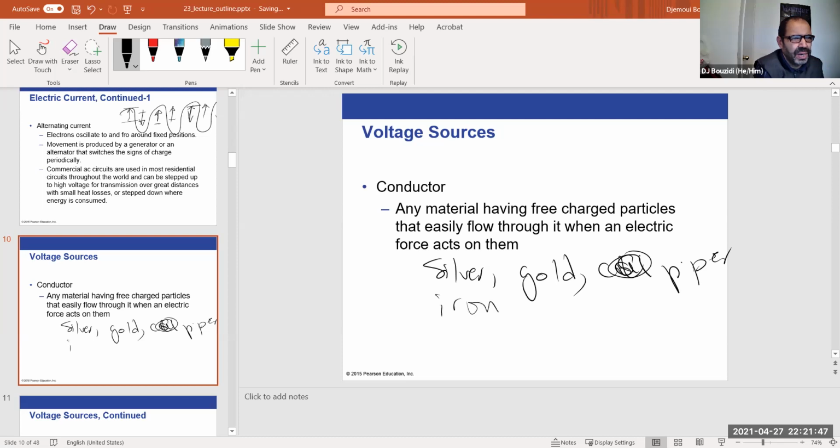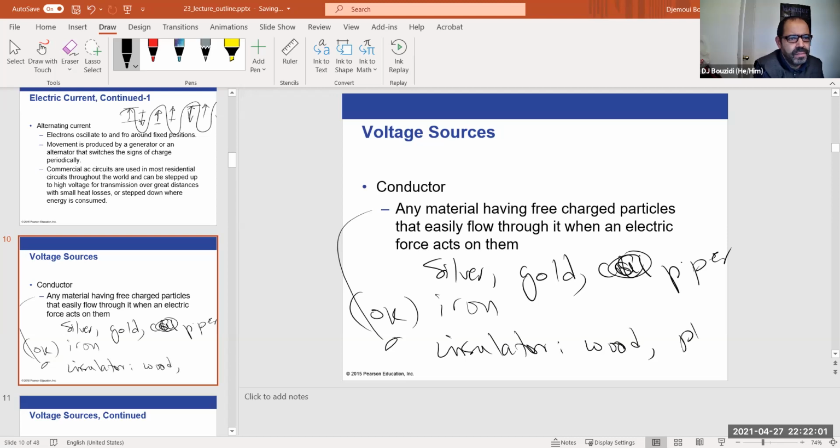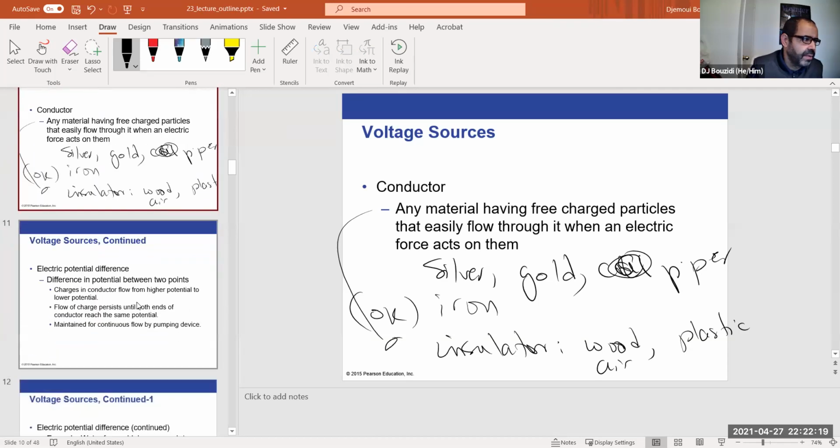Iron is okay, but not really good. Not-so-good conductors, as opposed to them, are insulators. An insulator, for example, is wood, plastic, air. If air is not an insulator, we have a problem, because I have a plug next to me and a plug probably next to you, and the charge would be flowing in the air, and that's not good. So those are some of the insulators I can think of right now.